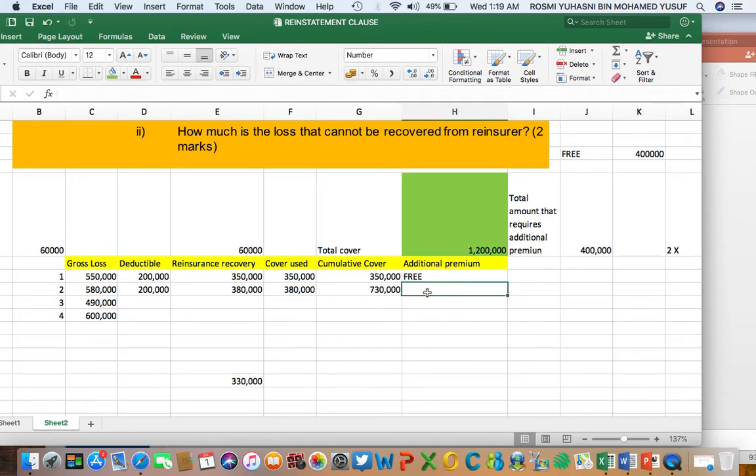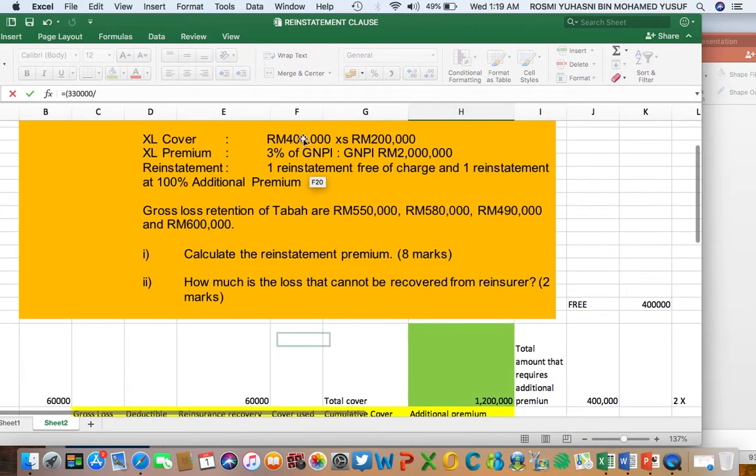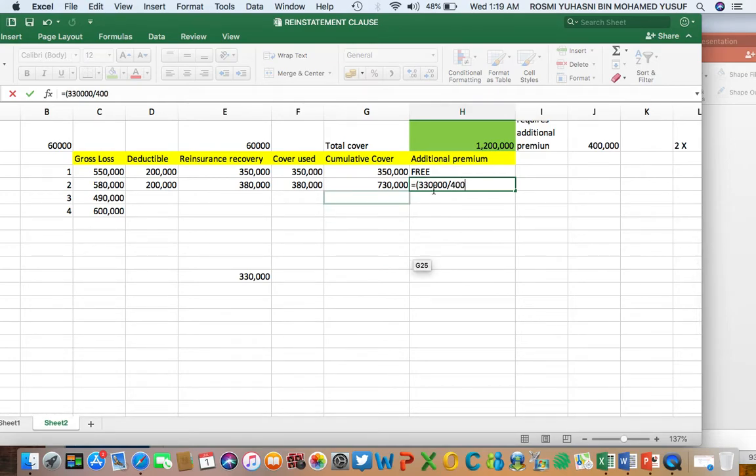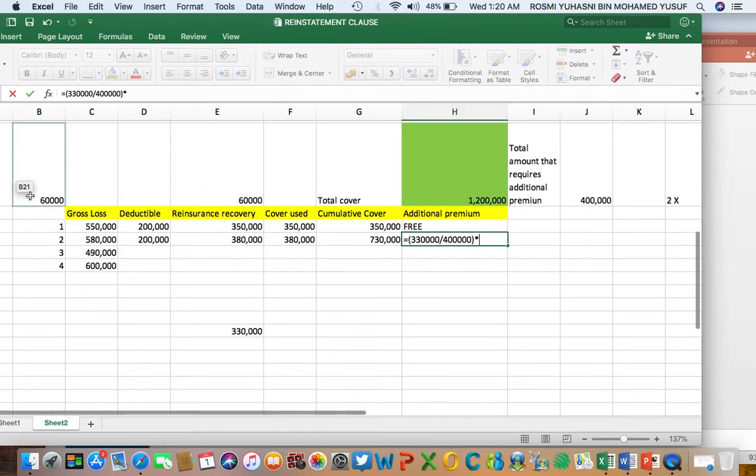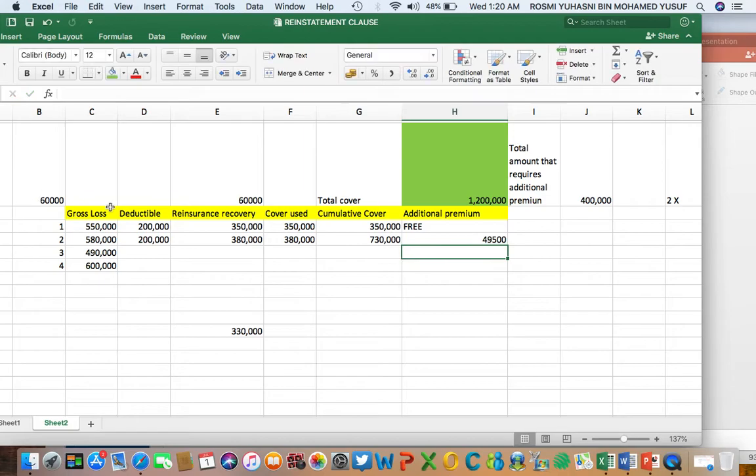So the additional premium that they have to pay is 330,000 cover used, divided by the maximum cover, 400,000, times the annual premium. So this is the additional premium that the insurer will have to pay in order to reinstate this cover.